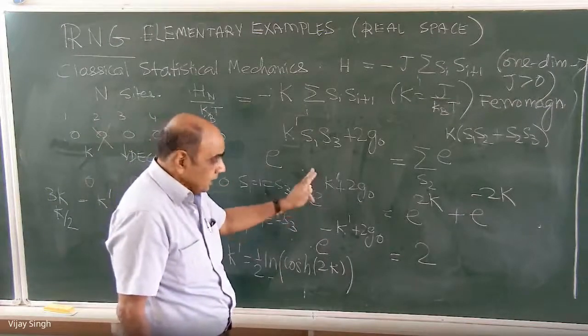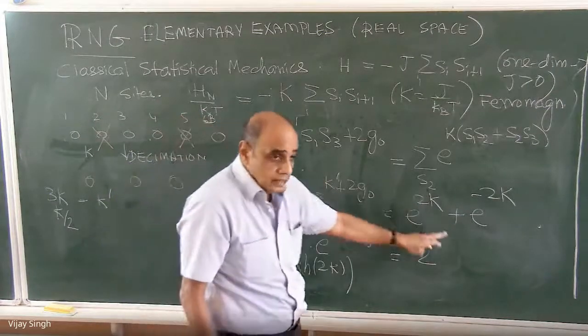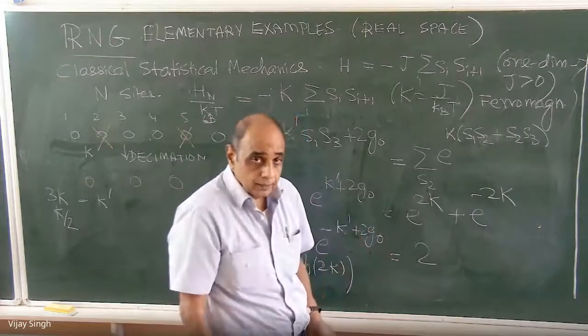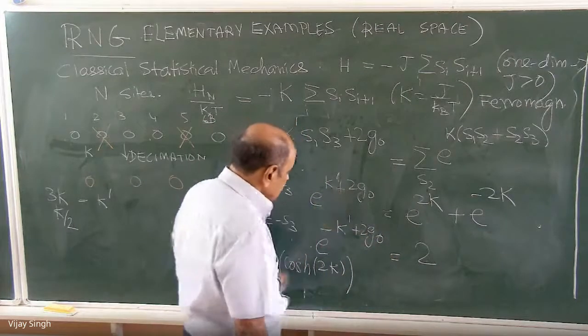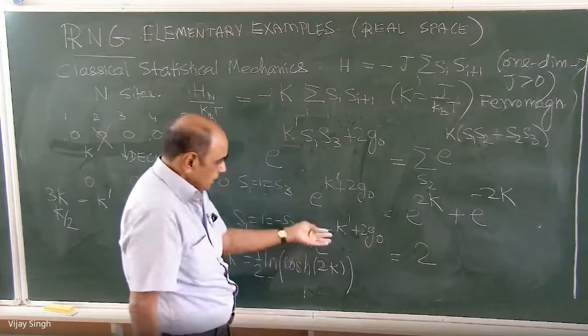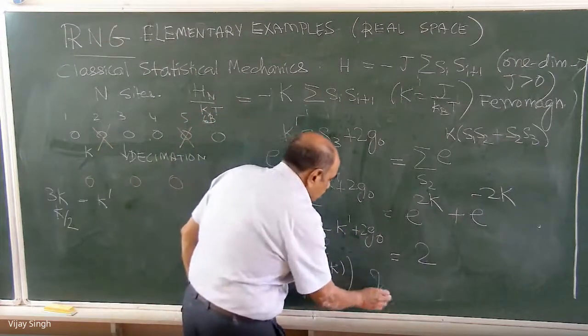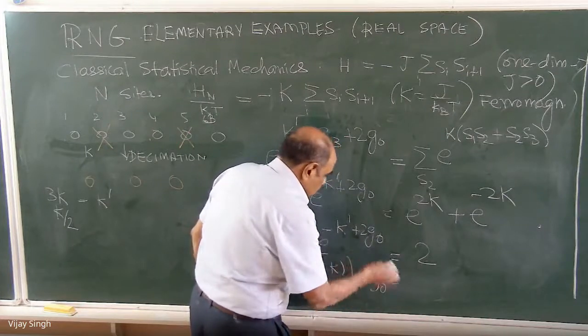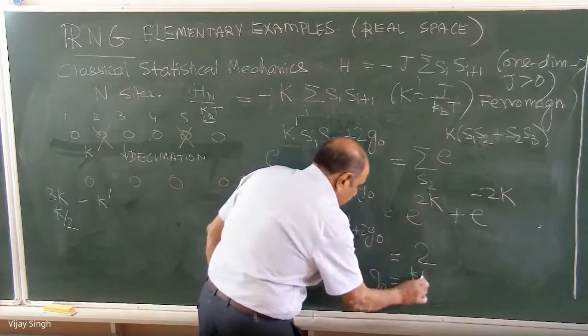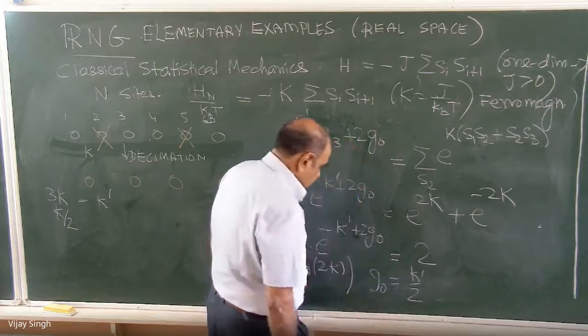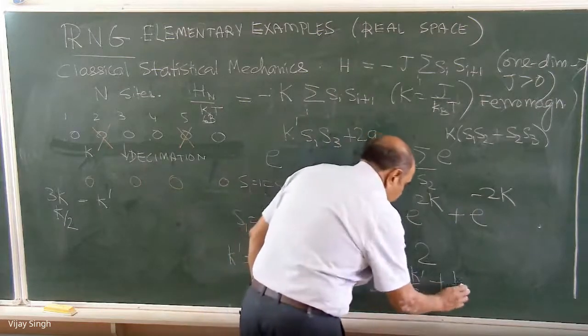Put one, you get e raised to 2K prime, you get cosine hyperbolic, and then take the logs of both sides. What would G0 turn out to be? Take any one of these equations. For example, take the second equation, you will get that G0 is equal to basically K prime by 2, correct? Plus half log 2.